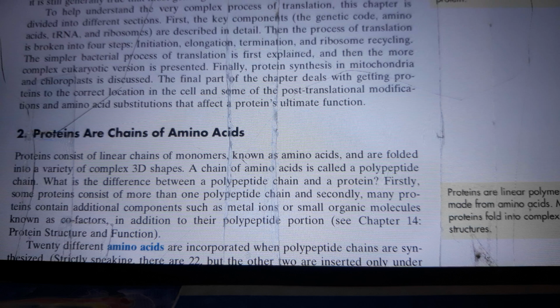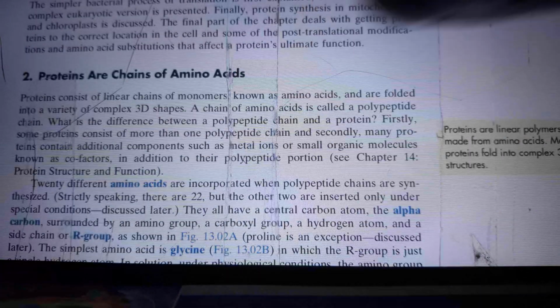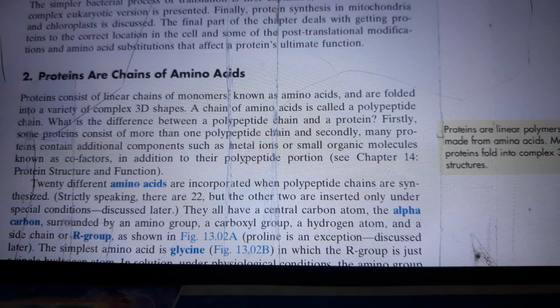The simpler bacterial process of translation is first explained, and then the more complex eukaryotic version is presented. Finally, protein synthesis in mitochondria and chloroplasts is discussed. The final part of the chapter deals with getting proteins to the correct location in the cell and some of the post-translational modifications and amino acid substitutions that affect the protein's ultimate function.